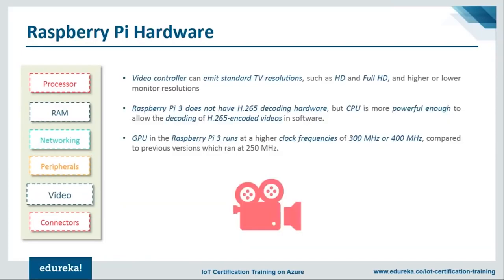Now, again, when you look at the video capabilities, video controllers, basically here you can watch complete HD videos, but Raspberry Pi does not have H.265 decoding hardware. But the CPU in itself is way more capable and helps you in decoding the H.265 encoded videos through software operations. Now, in terms of GPU, the GPU in Raspberry Pi 3 runs at a higher clock frequency, which is about 300 or 400 MHz in comparison to the previous versions, which was at about 256 MHz.